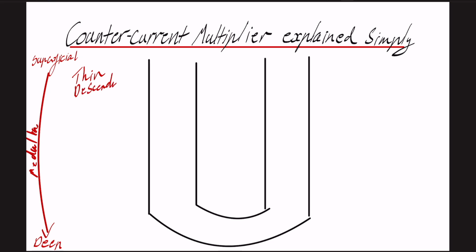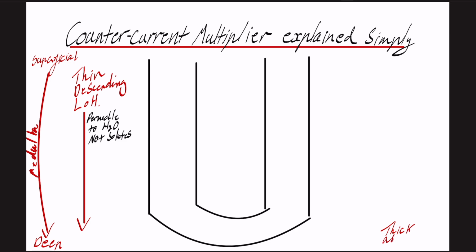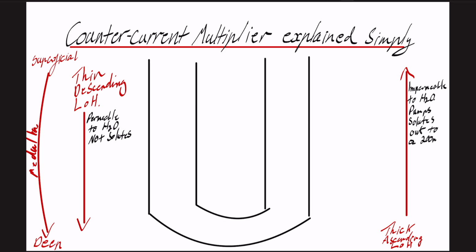So on the left, we have the thin descending limb of the loop of Henle, and the direction of flow is down towards the deep medulla. And the features of this that make it important is that it's permeable to water, but not to solutes. Then on the right is the thick ascending limb of the loop of Henle with the direction of flow going up superficial. And the important features of this is that it's impermeable to water, and it's got pumps in it that pump solutes out to a gradient of about 200 milliosmoles.